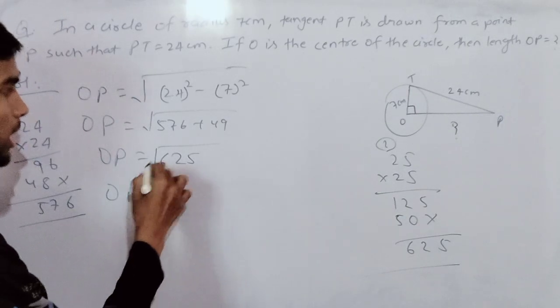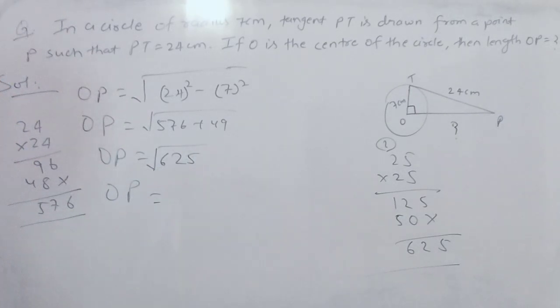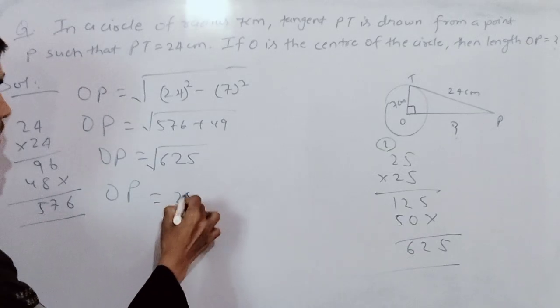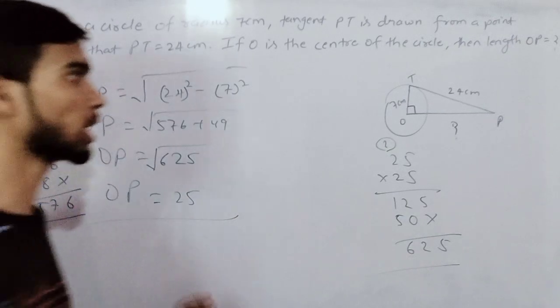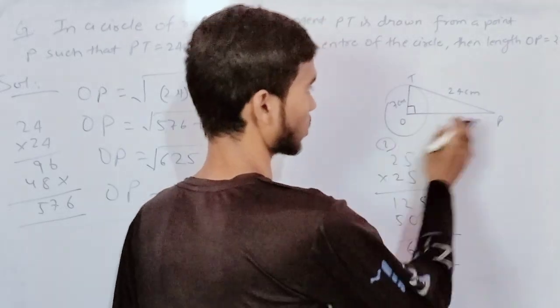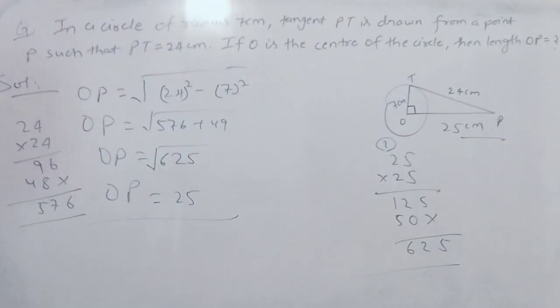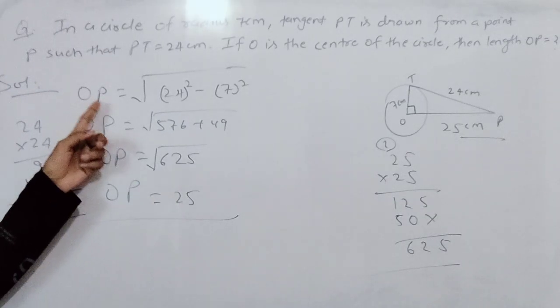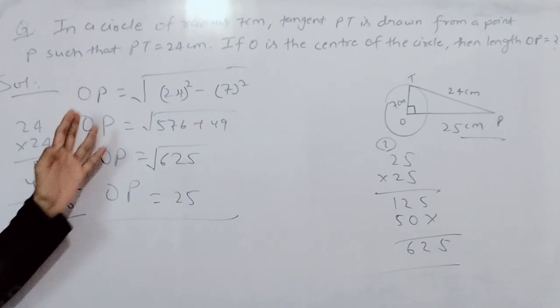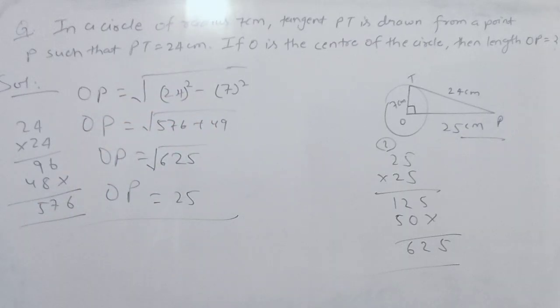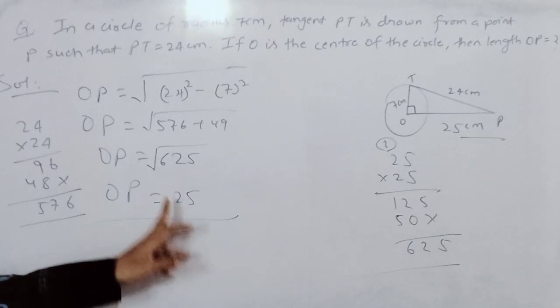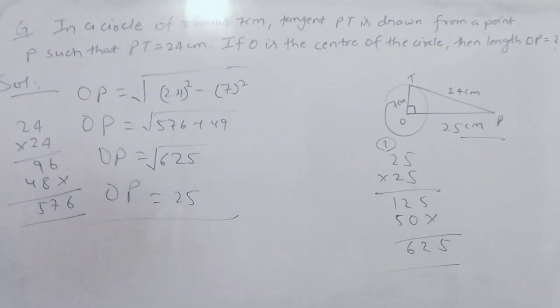That's why this is a perfect square of 25. So OP came as 25 centimeters. It is telling us that the measure of this is 25 centimeters. You can even check by putting this value, and this will be equal to this. Of course, clear. So this is the answer for this question.